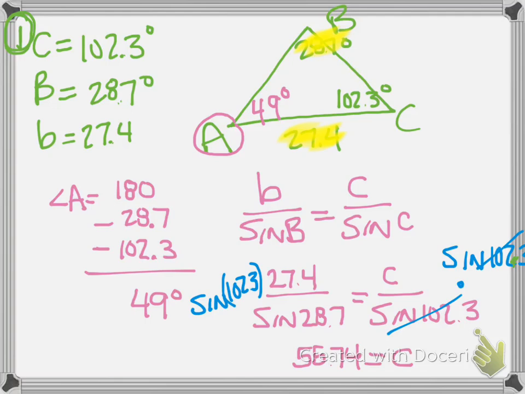Okay, so now we have side C, which is great. So out of the 6 pieces of this triangle that we needed, we have 5 of them. So we need to solve for that last side. So in order to get that last side, I'm going to set it up now with angle A and side length A. So let's take a look.